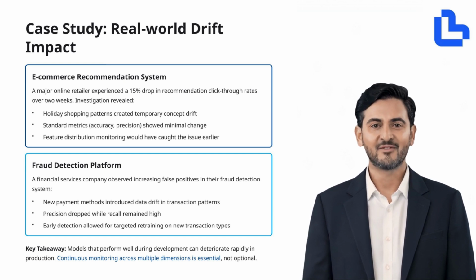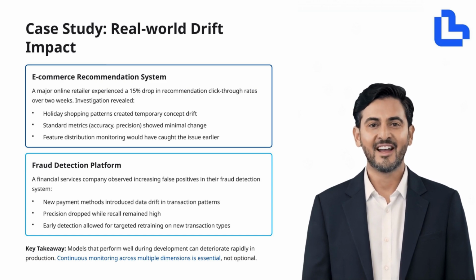The model was still functioning as designed, but the relationship between customer behavior and product preferences had shifted. If they had been monitoring feature distributions more closely, they could have caught the drift earlier and adjusted the model proactively.